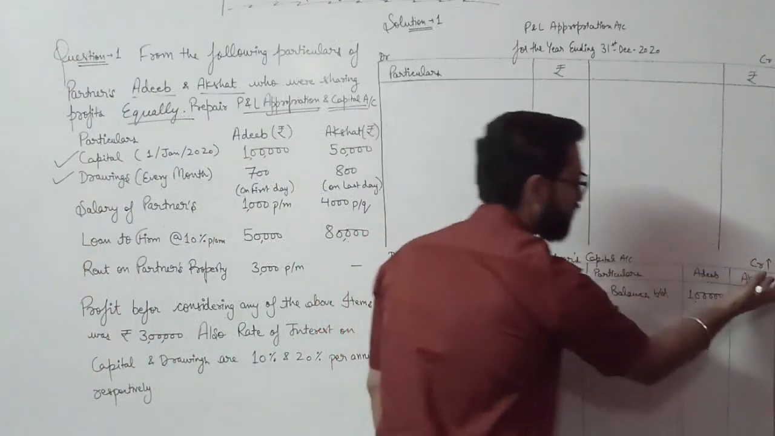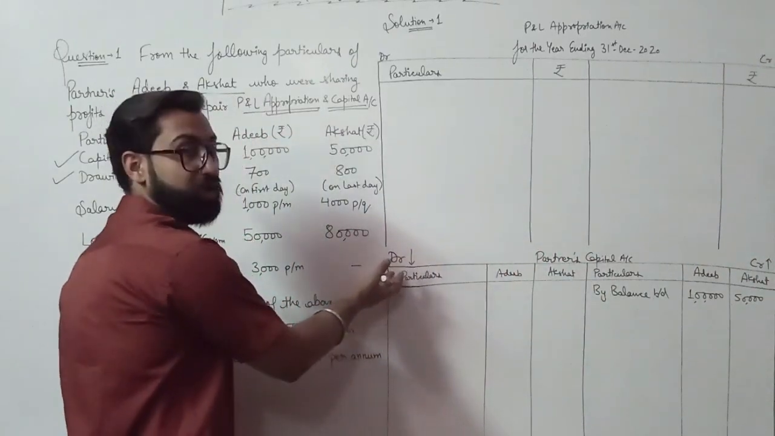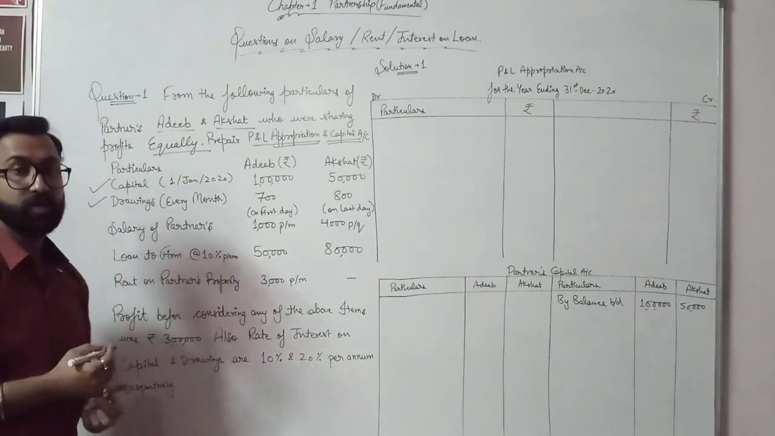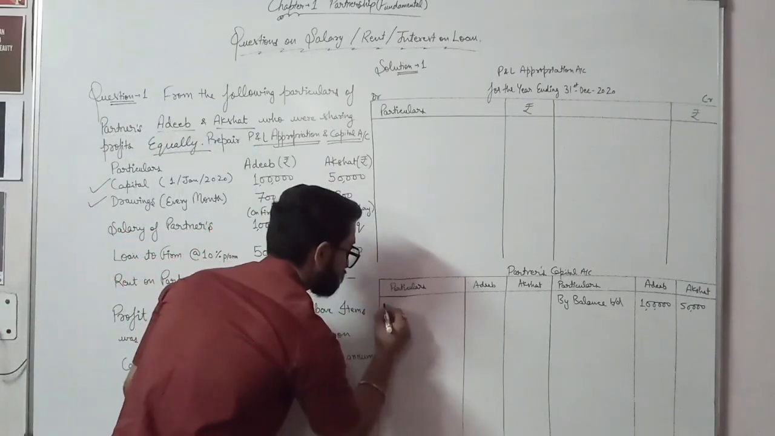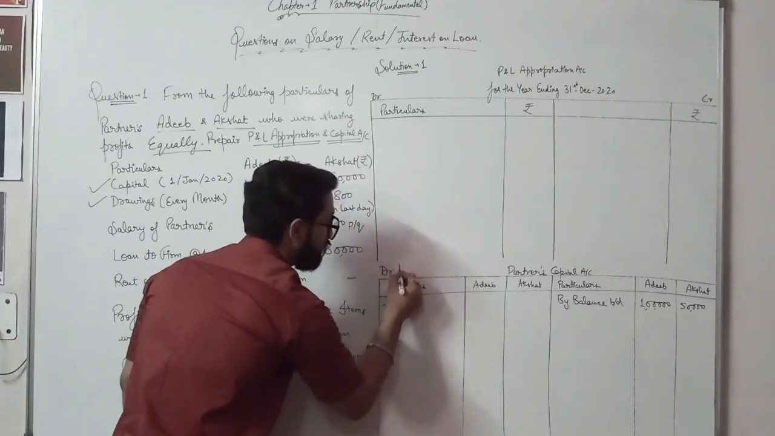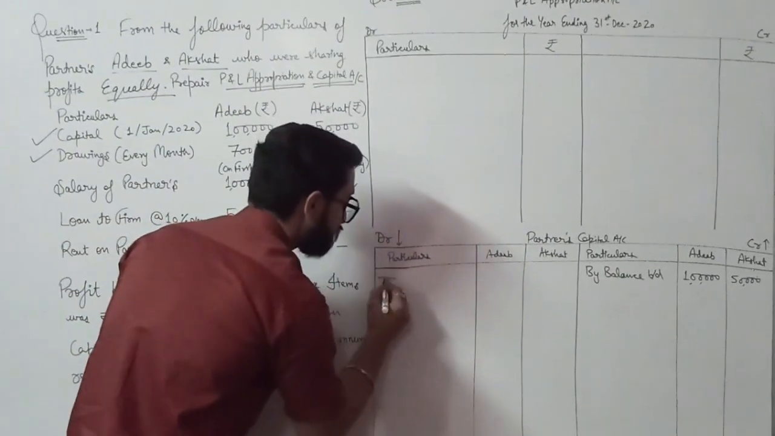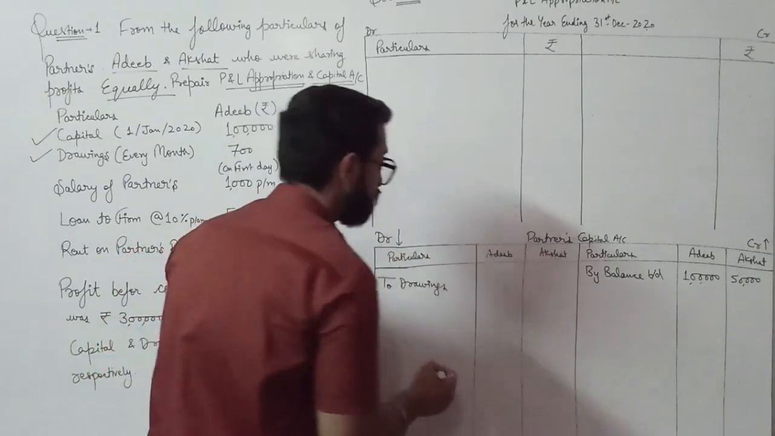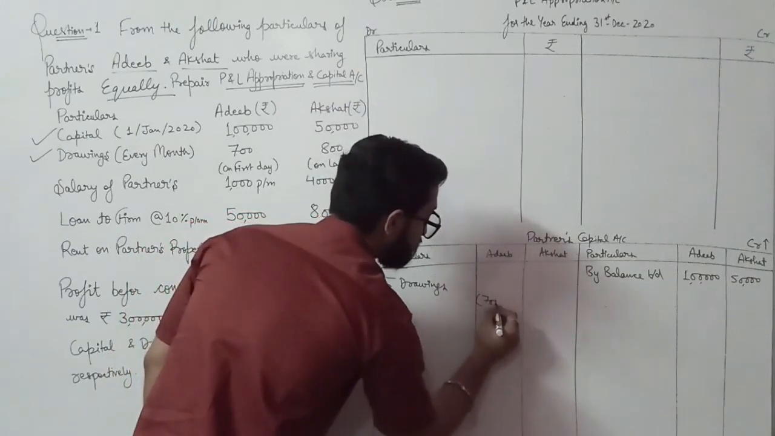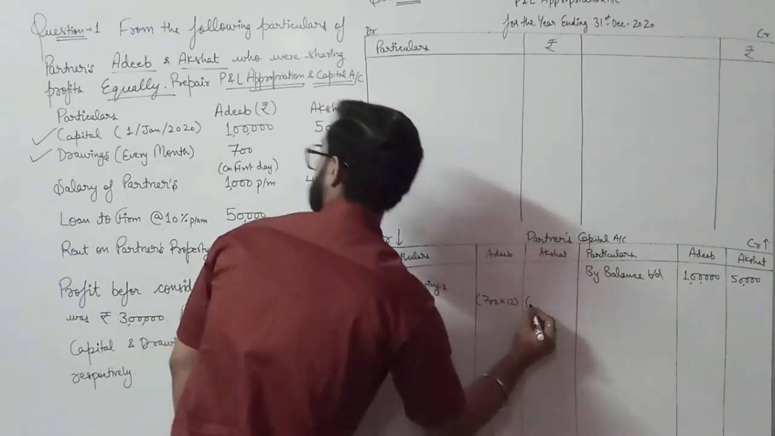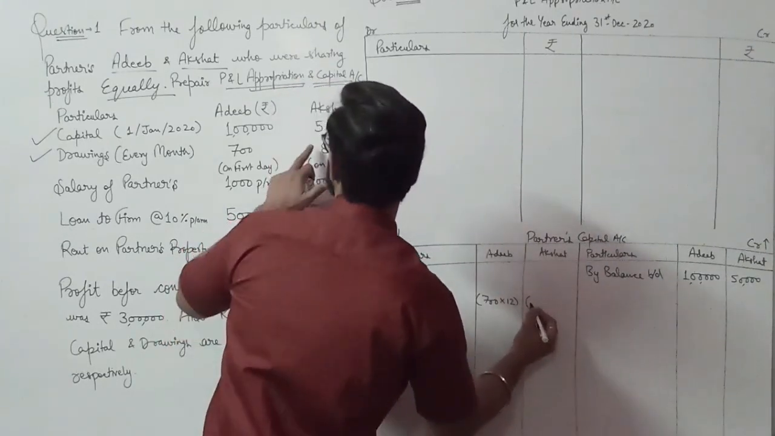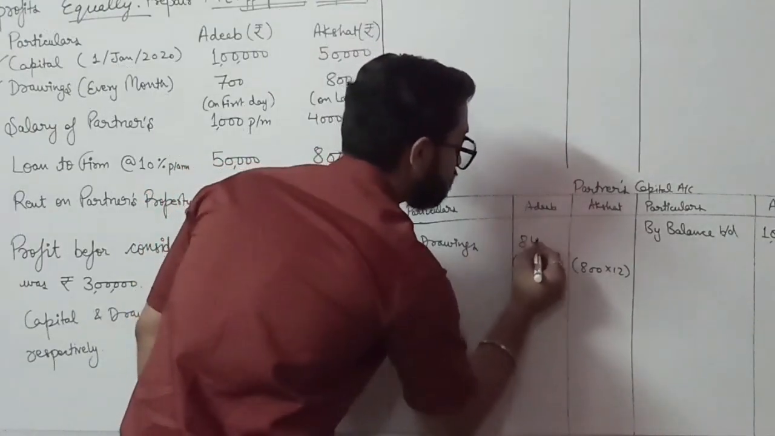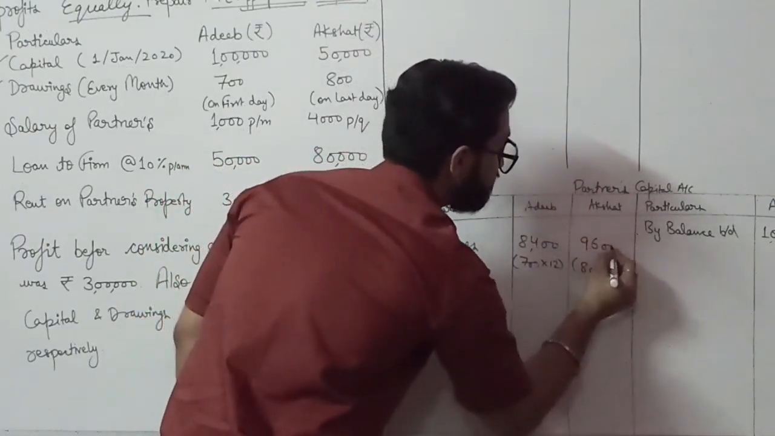Now if there is increase in capital, it is credited. If there is decrease in capital, it is debited. The next item, drawings. Drawings is per month. Drawings deduct the capital. Now drawings reduce the capital. Now 700 rupees drawings into 12, okay, and other 800 rupees into 12. Now it comes 8400 and it comes 9600.